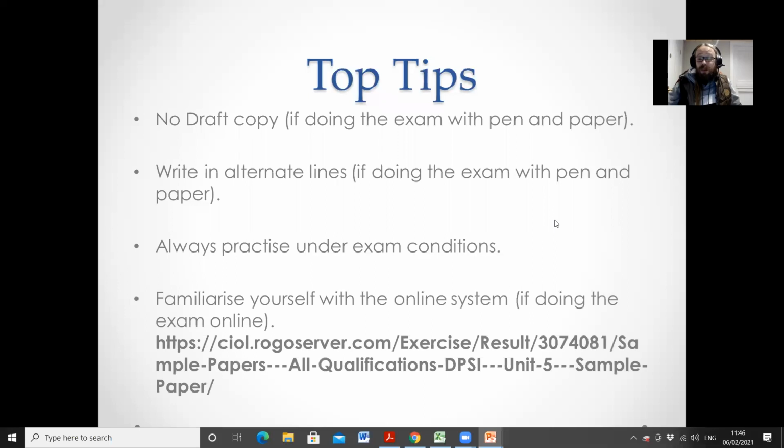If you do the exam online, and someone was asking about this earlier, then familiarize yourself with the online system. This is the link. You can copy and paste these onto your web browser, and it actually takes you onto a mock system. There's a mock paper there. You can just ignore that, but there's a little basic browser which you can then use. It's super simple, but I would still recommend that you do go there and see how it works. So there's one less thing to worry about on the day of the exam.